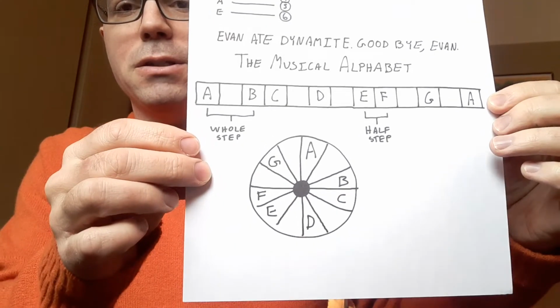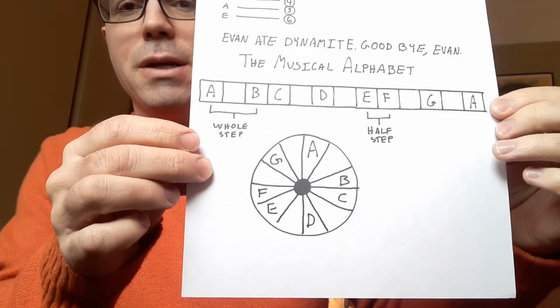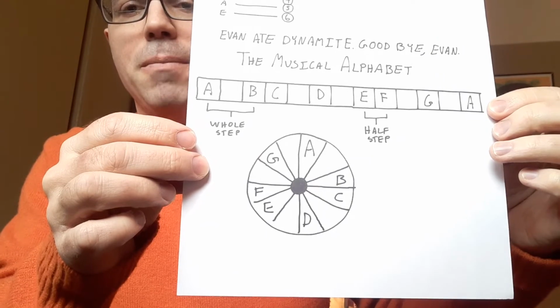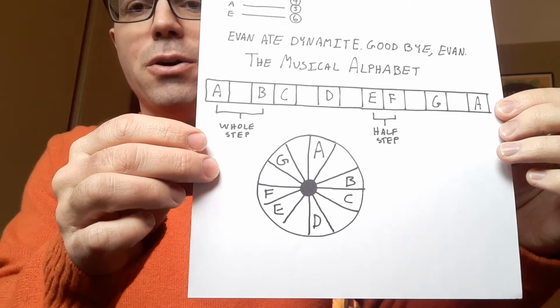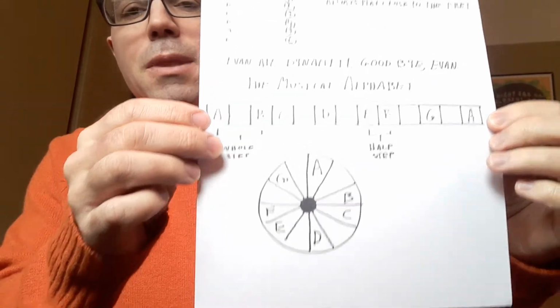and I've drawn it out as a circle up here because once we get around the octave, we just start over, right? So, the musical alphabet, I'm going to grab a guitar, is just a way of organizing the 12 notes that we use in the Western musical system.